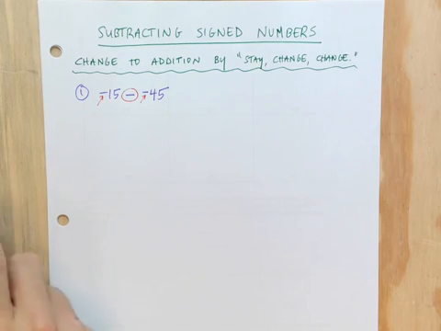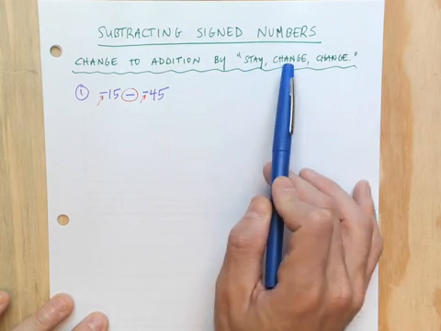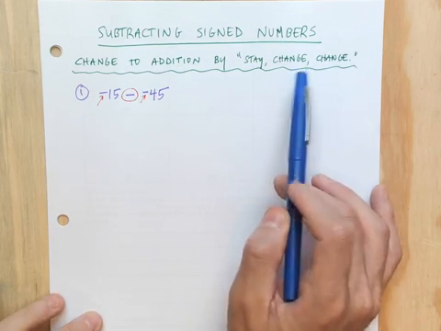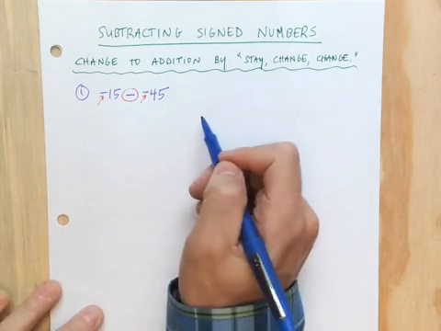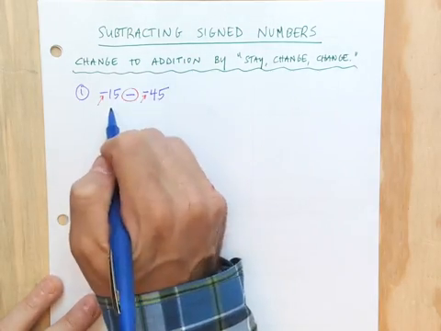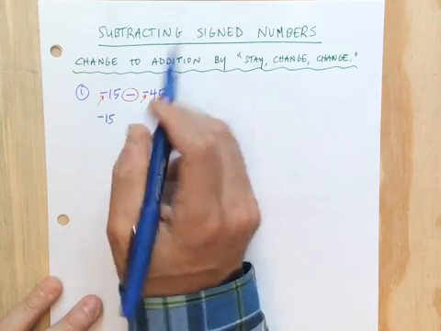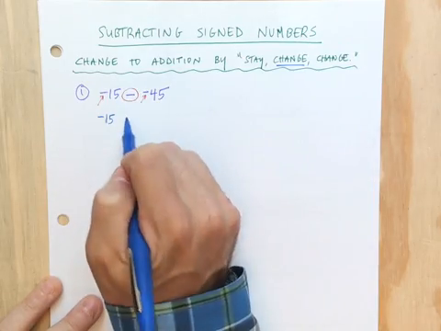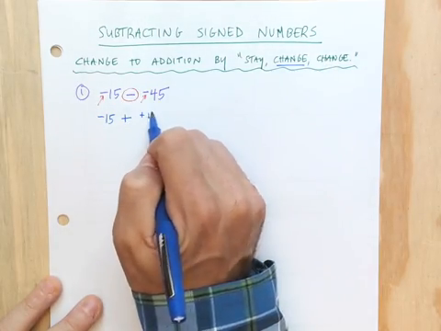The process you learned in 6th grade was to change it to an addition problem by stay, change, change. You went into a lot of detail in 6th grade as to the reason behind this. I'm not going to go into that in this video. See your teacher if you want more information about this. But that means the first number stays the same. You change the subtraction to addition, and then you change the sign of the second number.